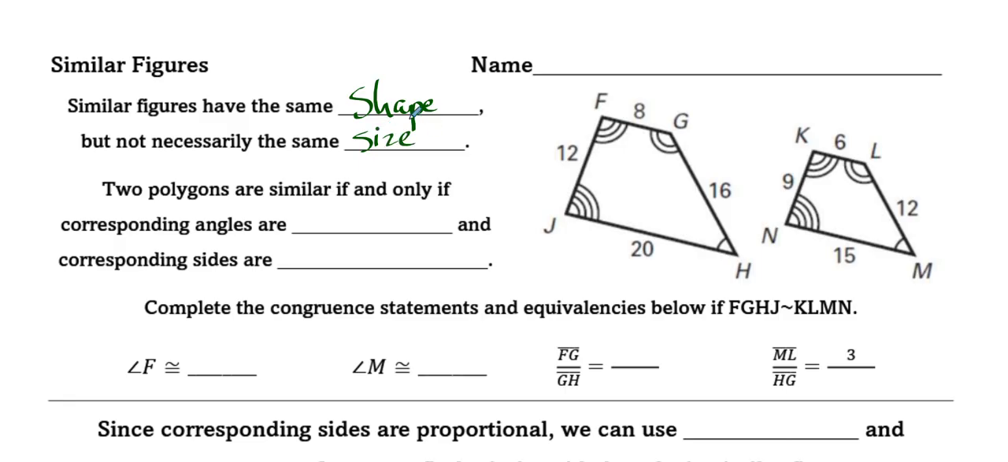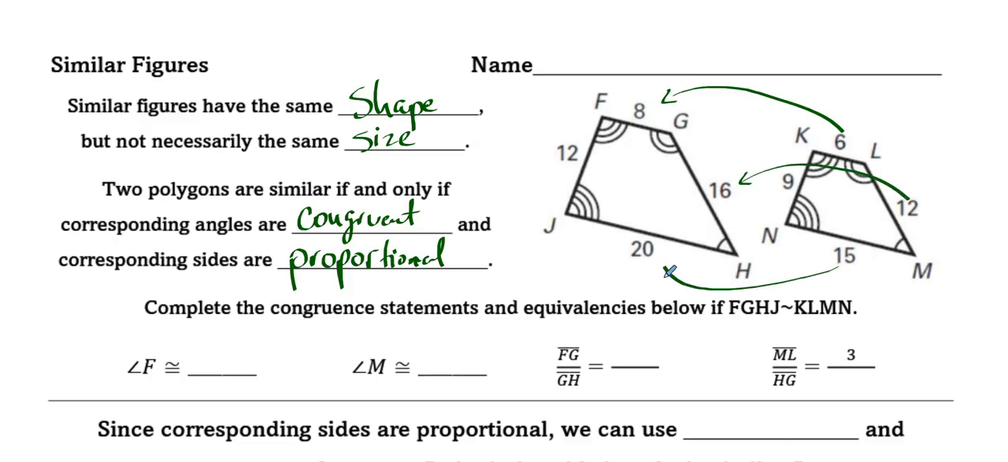Two polygons are similar if and only if corresponding angles are congruent and corresponding sides are proportional. So the angles need to be the same. The sides are not going to be the same length, but they're going to be proportional. And what that really means is that they're going to be multiplied by the same scale factor, going from 6 up to 8, 12 to 16, 15 to 20, 9 to 12. It's going to be multiplied by that same number to get us those new lengths.